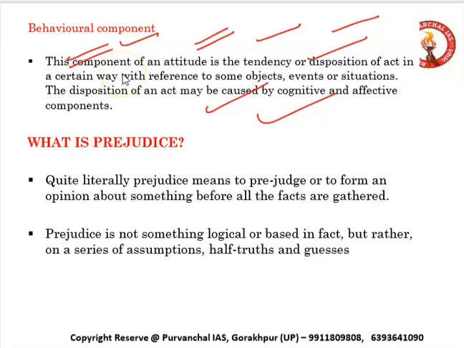So it is an attitude, a tendency or disposition to act in a certain way with reference to some object, event, or situation. And the disposition to act may be caused by the cognitive and affective components both. Now, this is the last topic, prejudice. Let's understand this. Quite literally, prejudice means to prejudge.